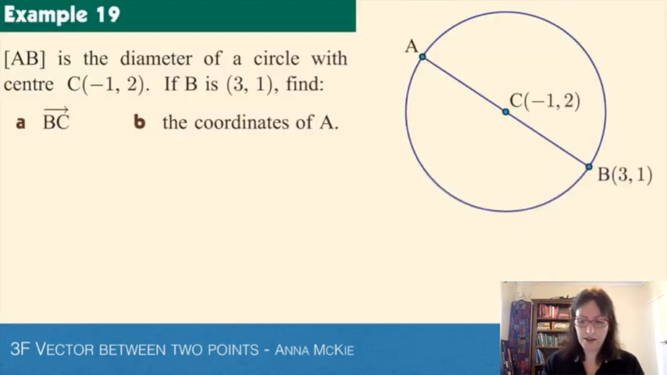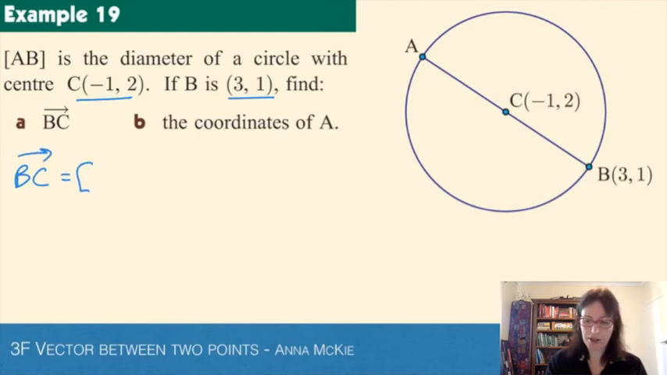One example here. So we have a circle and we know that AB is the diameter of the circle with center C and coordinates of B. Part 1, we're asked to find BC. Okay, so B to C, you'll need the two coordinates of B and C here. So I'm going to write this out.